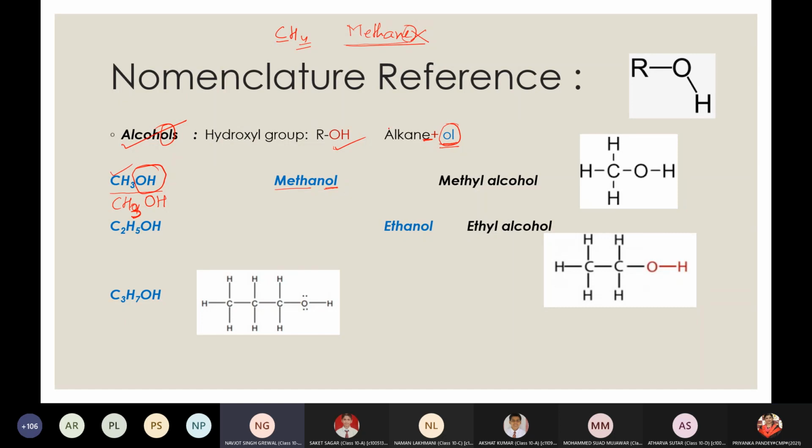Or in common terms, it will be methyl alcohol, ethyl alcohol. Meth means one carbon atom, so methyl alcohol. If two carbon atoms are there, ethyl alcohol. If three carbon atoms are there, accordingly the name will change as a common name. And if you're talking about the IUPAC naming, the naming will be done the same way as if it was an alkane. Write the name, remove the E part, add OL to fix it, and you get the alcohol's name.